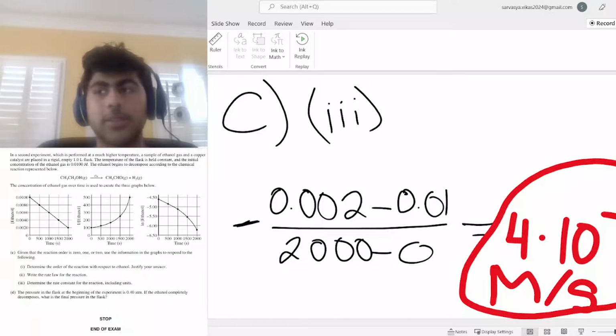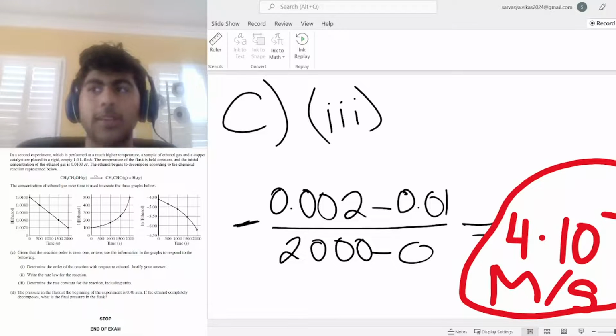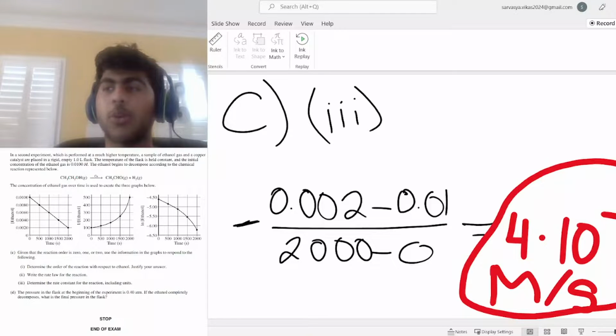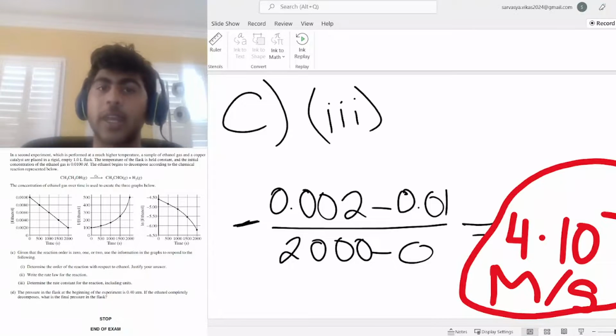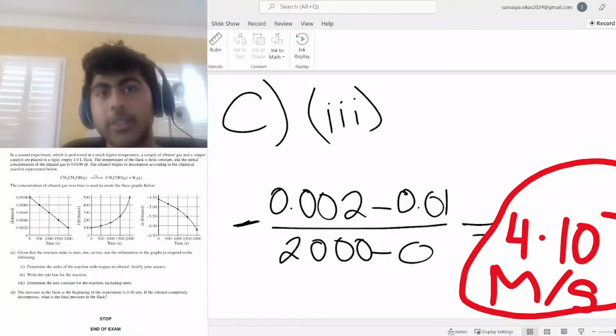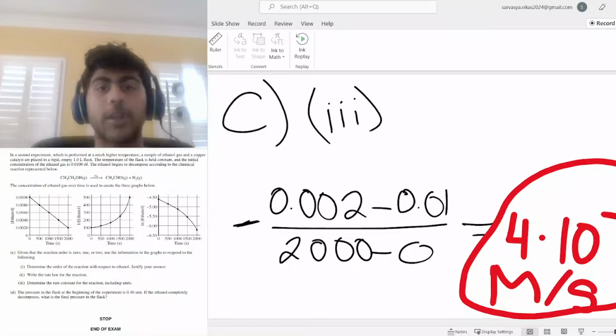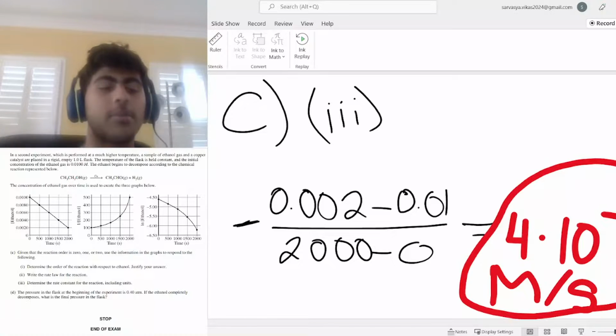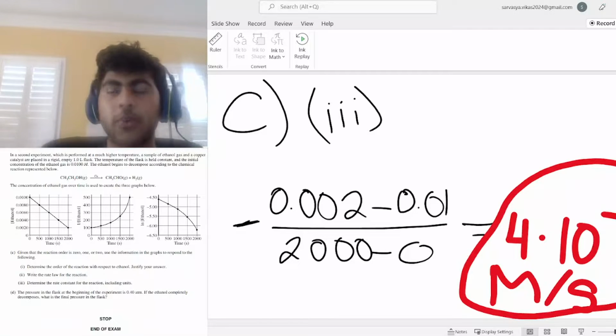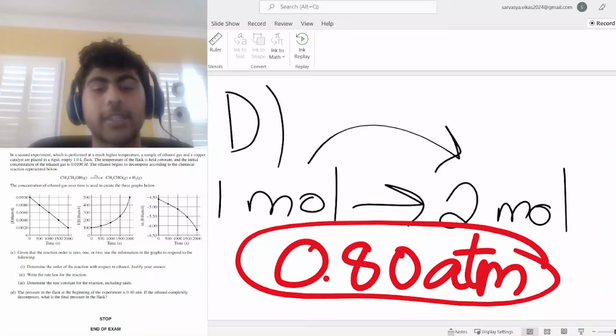Well, let's think about this. For each mole of gas we started with, we ended up with 2 moles of gas. So it essentially doubled the number of moles of gas, and the temperature stayed the same, the volume stayed the same, so the pressure is also going to double. The pressure doubles from 0.40 atm to 0.80 atm, and that is going to be our final pressure. That is the answer to part D.